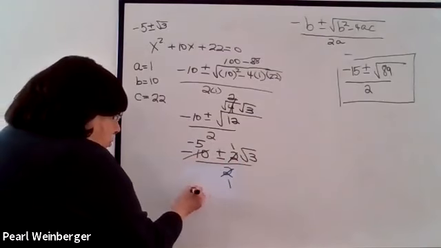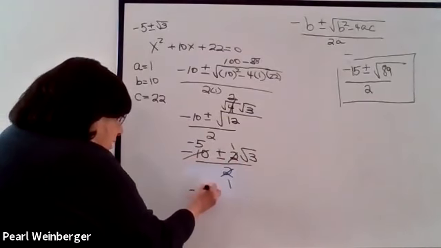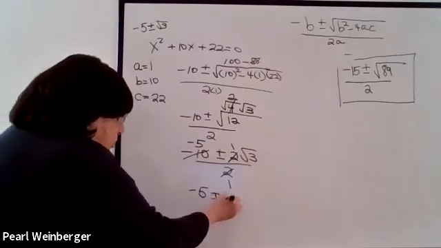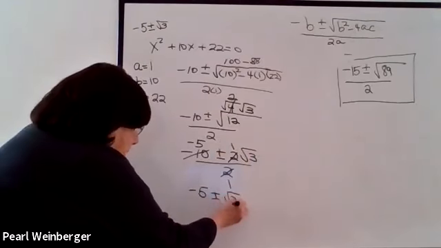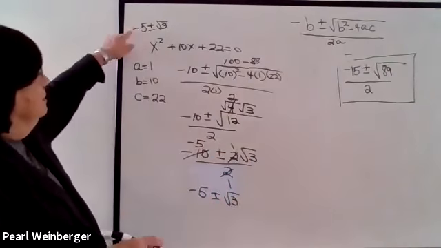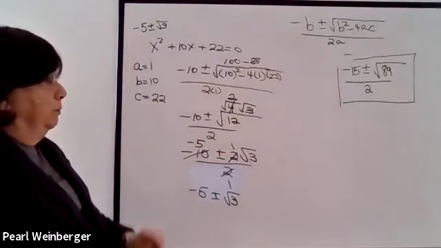So therefore, your final answer becomes -5 plus or minus, well, 1 times radical 3 is just radical 3, over 1. I don't have to put it over 1. And again, it's exactly the answer we had gotten before.